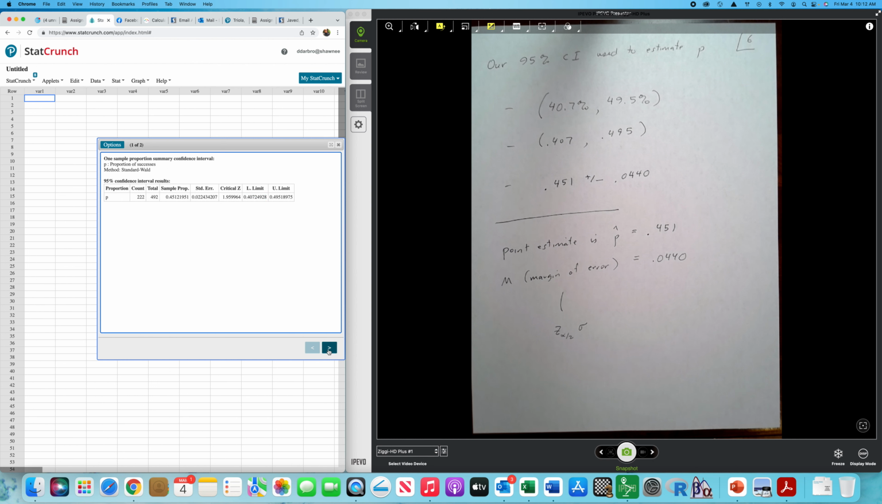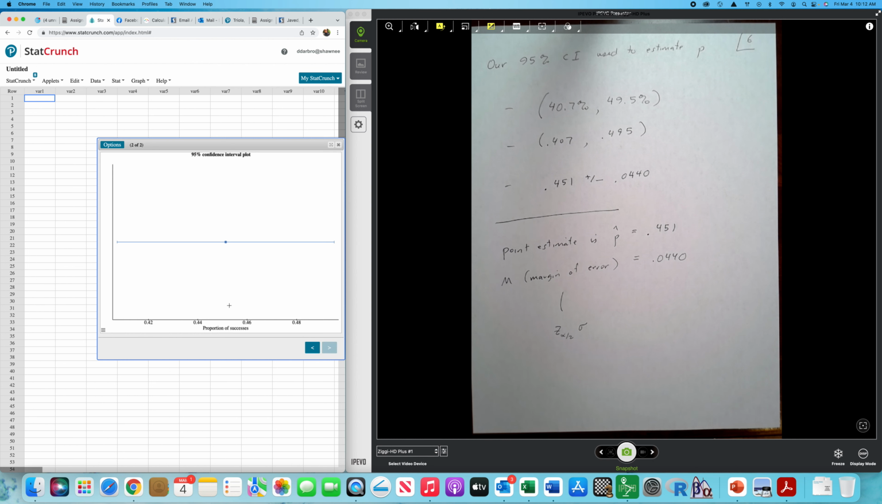Now, if we come back over, the 95% confidence interval plot really isn't that exciting. The center just comes down to the, what was it, 0.4512, that's our p hat. And then this comes to our lower limit, and this comes to the upper limit. So you can come down and get an indication. I don't think it's that interesting, but you may, I don't know.